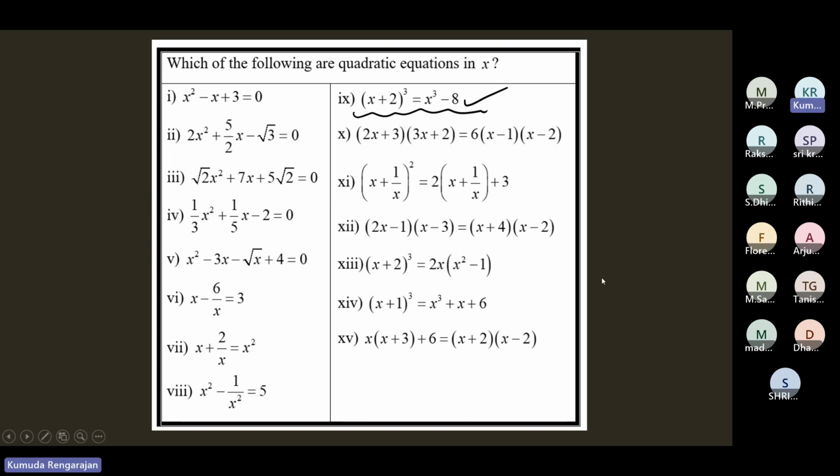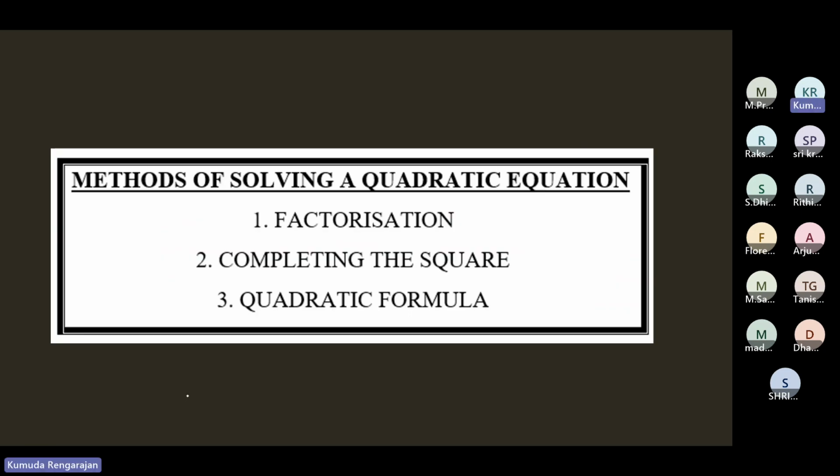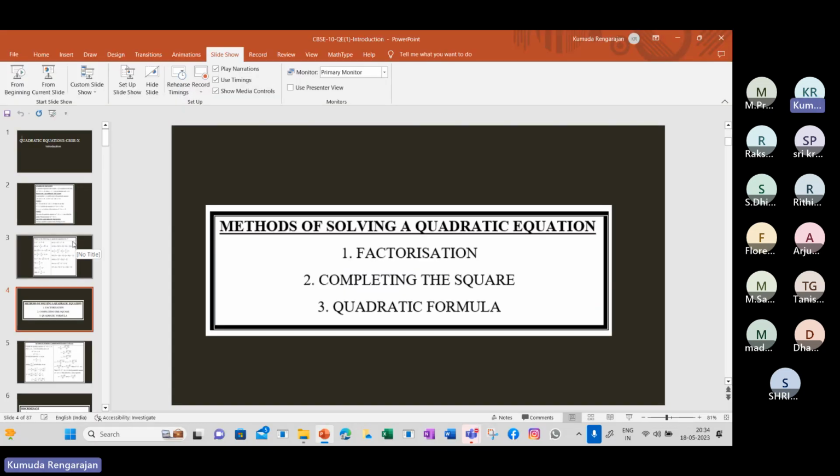Yes, children, coming back to our question 9. So it is not a quadratic equation in one variable x, right? All of you agree with that? Yes, ma'am, because the power of x is not 2, correct? Anyone disagrees? Nobody. Okay, very good.